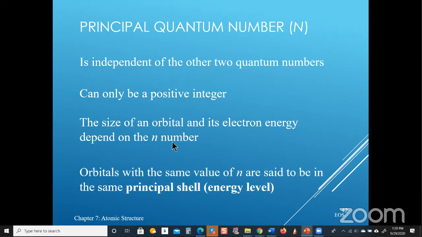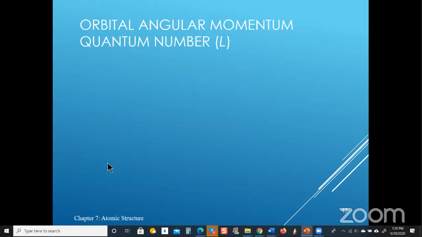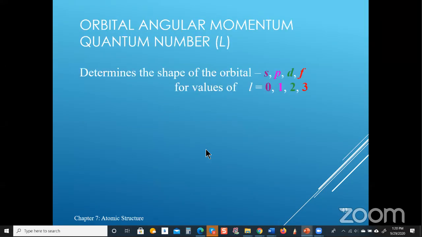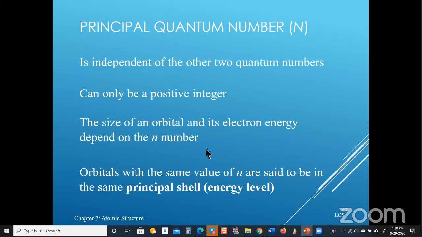Now it turns out that the n values are the same as the orbit values that we saw in the Bohr model, right? And it says here that orbitals with the same value of n are said to be in the same principal shell or energy level, all right? So that's basically the principal quantum number, n.